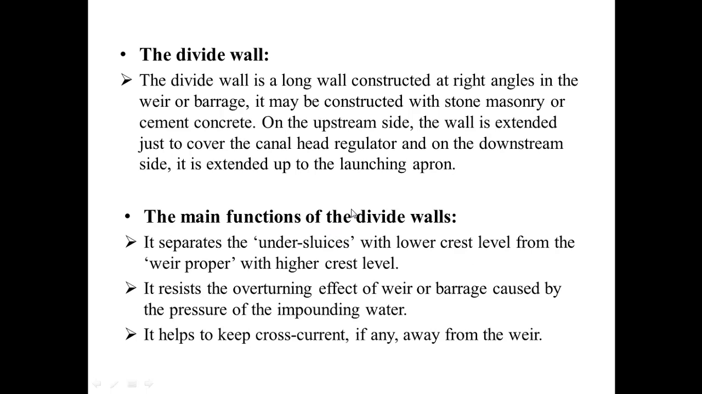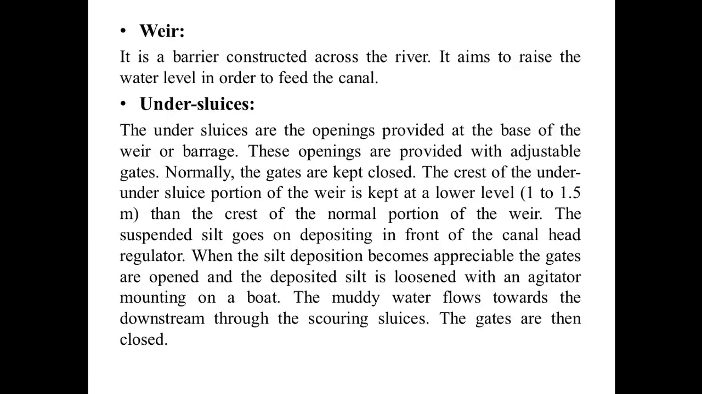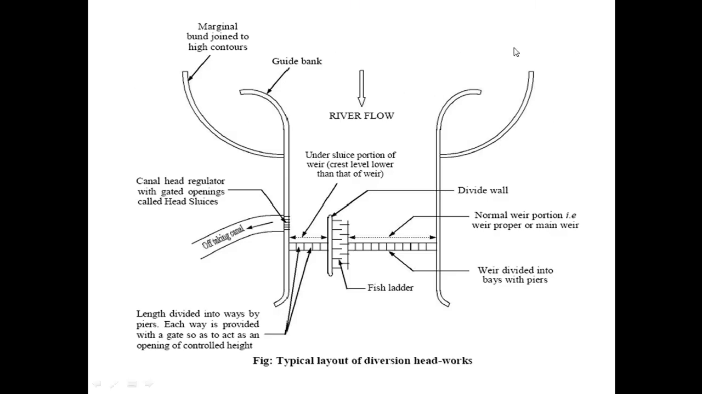or it is constructed parallel to the river water flow. On the upstream side, the wall is extended just to cover the canal head regulator. On the downstream side, it is extended up to the launching apron. As you see, on the upstream side, it is extended up to this point, up to which it can cover the canal head regulator, and on the downstream side it is extended up to the launching apron.